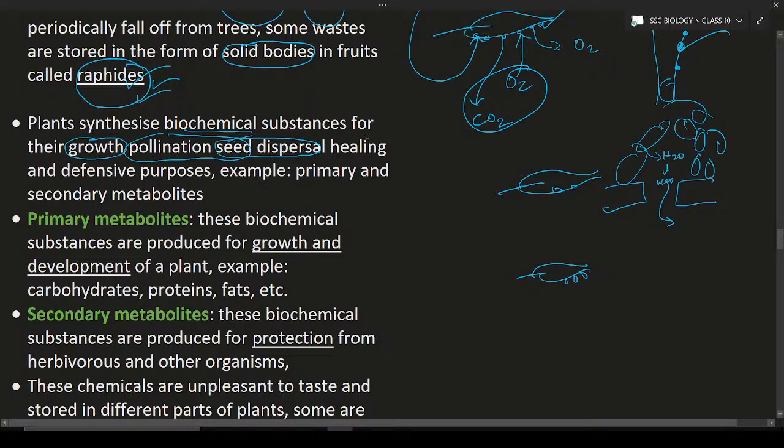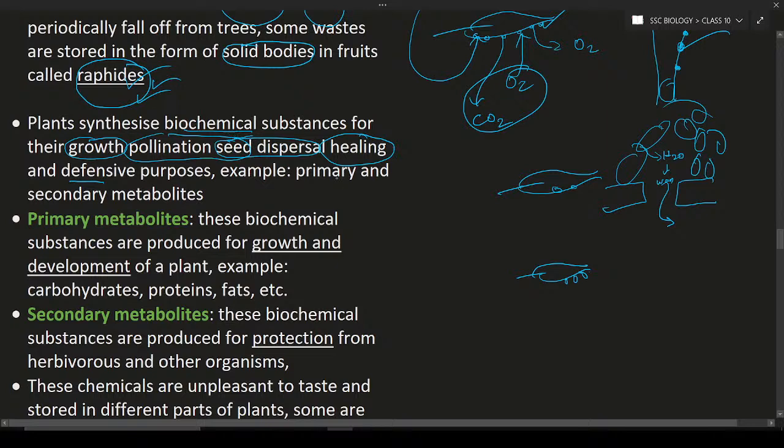And healing. For example, if the plant is injured, or if there is a small wound on the plant, that wound has to be cured. That curing of the wound is known as healing. These biochemicals are also used for defensive purposes. Defensive purpose means they want to get protected from other organisms, whether insects, microorganisms, or animals. So biochemicals are produced for various reasons like growth, pollination, seed dispersal, healing, and so on.